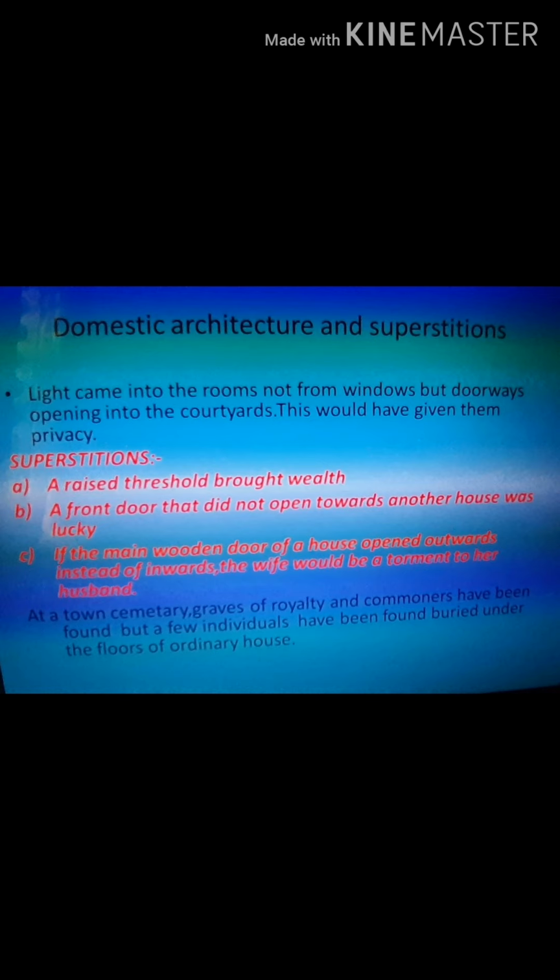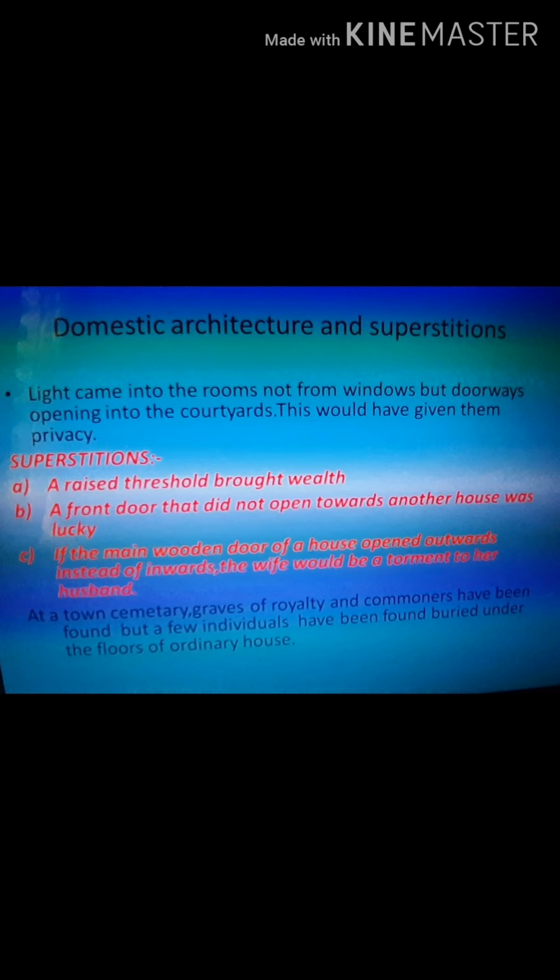Now we see the domestic architecture and the superstitions related to that. Light came into the rooms not from windows but from doorways opening into the courtyards. This would have given them privacy. And they were very superstitious also. They had various superstitions attached. For example, a raised threshold brought wealth. A front door that did not open towards another house was considered to be lucky.